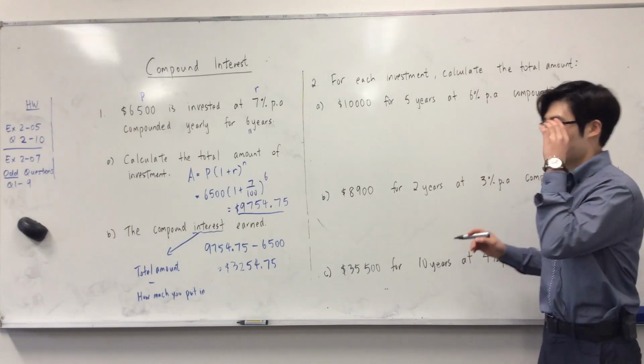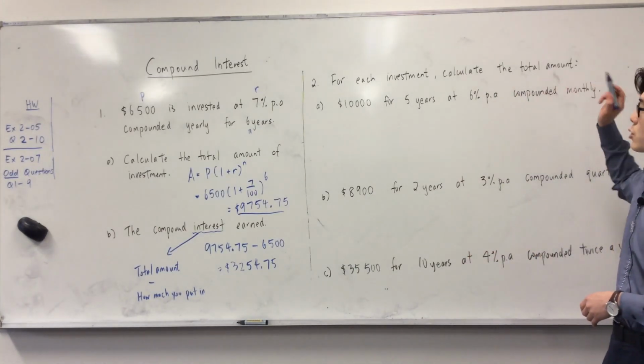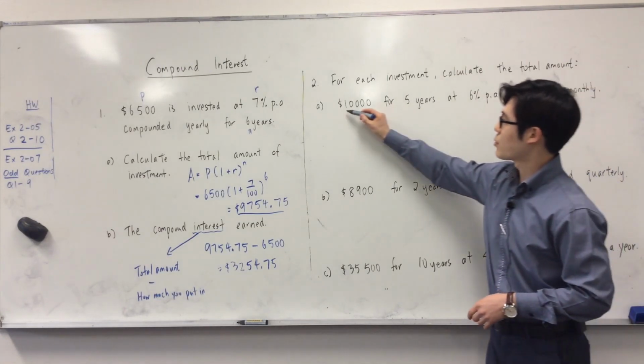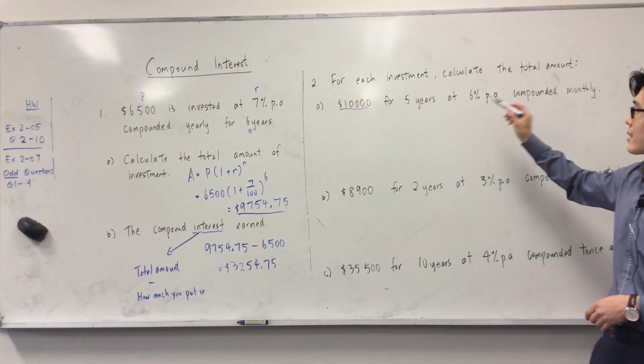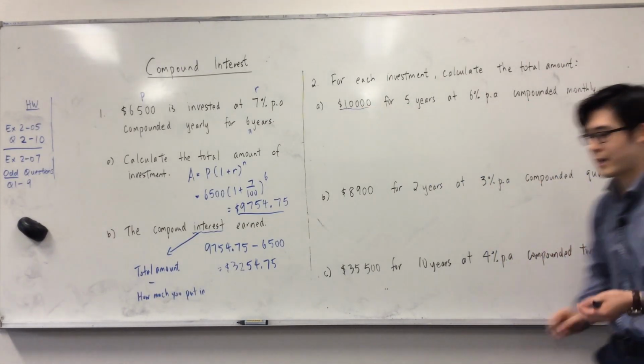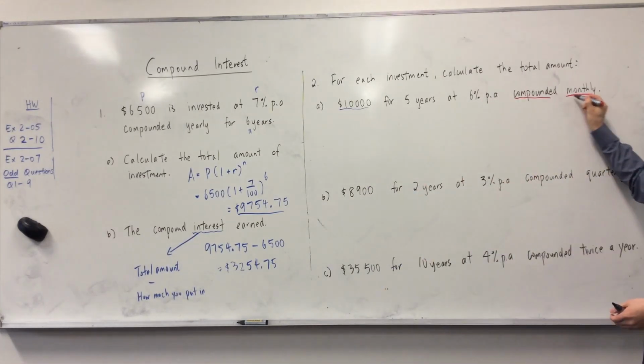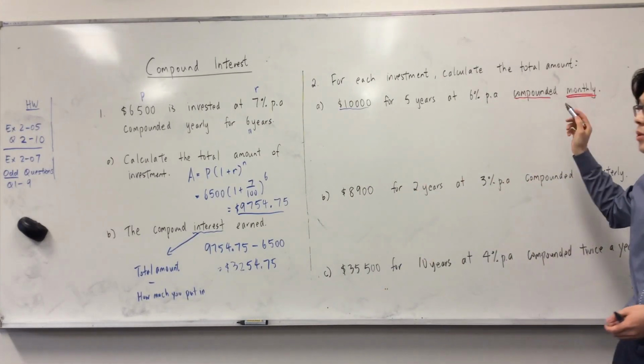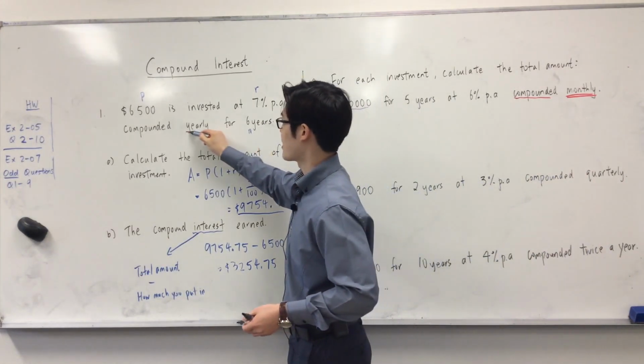This is the question that I really want to go through. For each investment, calculate the total amount. If I put in $10,000 for 5 years at 6% per annum. Now, this is the most important part that you need to read in the question. Monthly. That's the most important word. See how in this question it's compounded yearly?